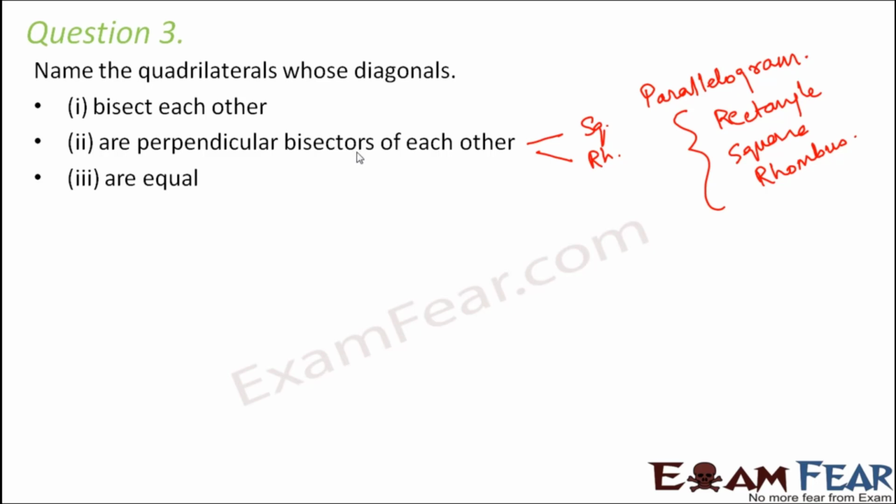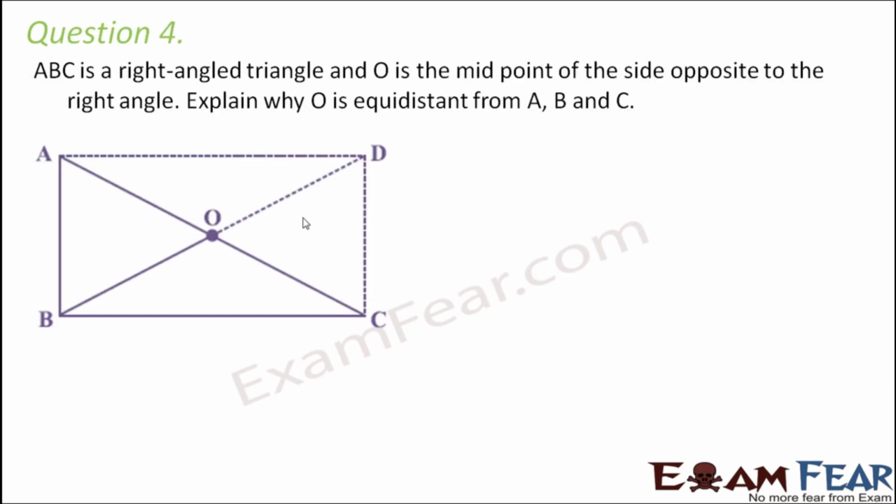Diagonals are equal. Now diagonals are equal. This happens again in case of square and rectangle. So we have proved each of these properties in detail some time back. So I think you can refer them if you want to know why this happens.